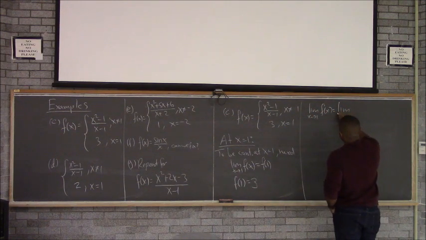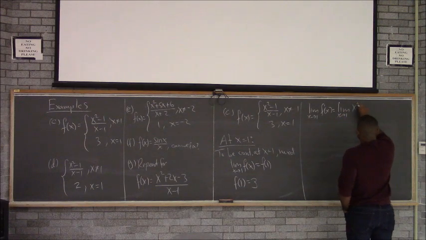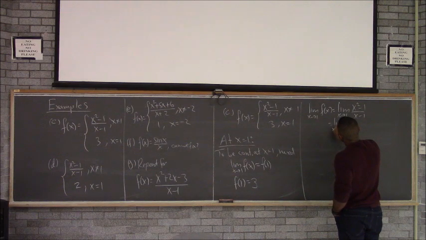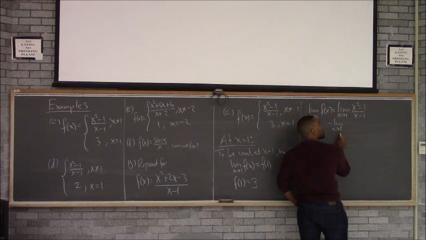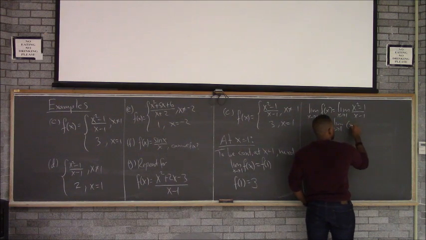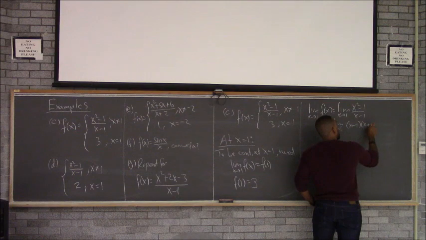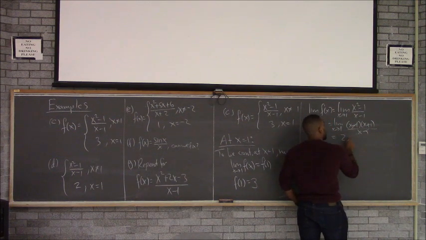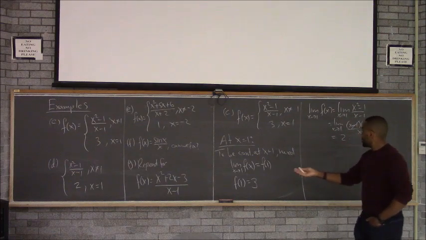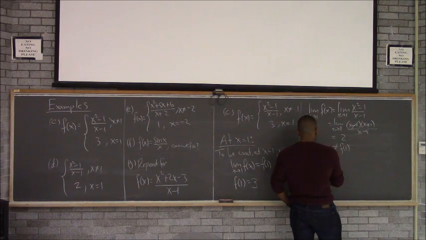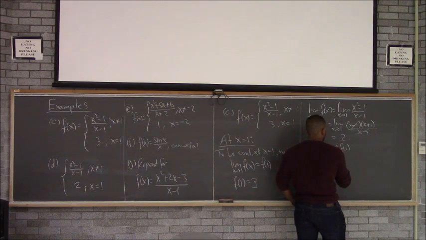Now, if I take the limit as x approaches 1 of f of x, what is that? Well, that's the limit as x approaches 1 of x squared minus 1 over x minus 1. And how do we find this? We simplify. Step 2 of our limit process, and you'll realize that the answer is 2. And so here you realize that this is not equal to f of 1. This means not continuous at 1.